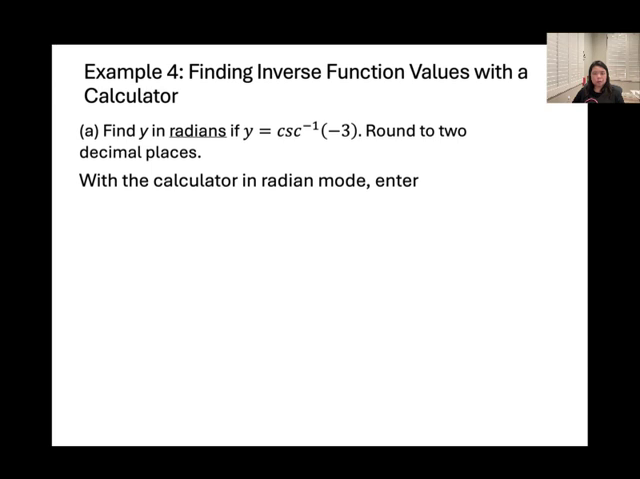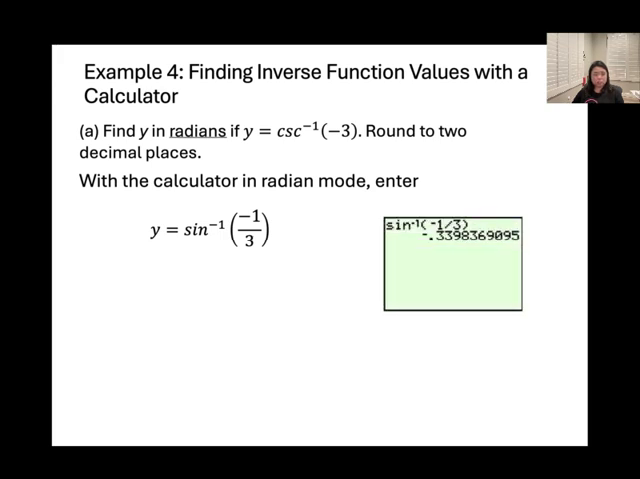Okay, example 4. Find y in radians if y equal to cosecant inverse of -3, to 2 decimal places, with the calculator in radian mode. Okay, so cosecant, since I will be using the calculator, I will change it to sine first. So the reciprocal of this. So y equal to sine inverse of -1/3. And then try to use your calculator, you should get this number. And then to 2 decimal places, that will be -0.34.